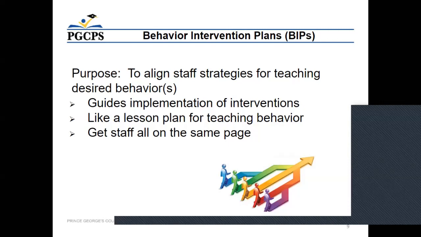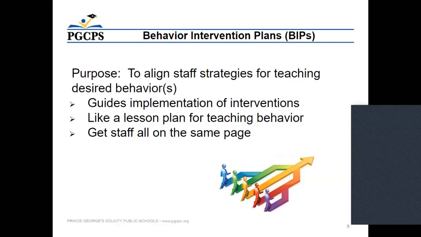But the majority of the time, we do end up going to a behavior intervention plan so we can get all staff on board with teaching the desired behaviors. It allows all staff to realize that these are the behaviors that we're targeting. These are the strategies that we're going to use to teach the new behaviors. And you'll see bullet number 2 is like a lesson plan for teaching behavior, and that's what it is. When we put academic interventions in place for students, there is a lesson plan, or a program, or at least specific strategies that the specialists say this is how you're going to fill in this reading gap, or this is how you're going to fill in this math gap. Well, the behavior intervention plan is that plan for staff to fill in that behavior gap.